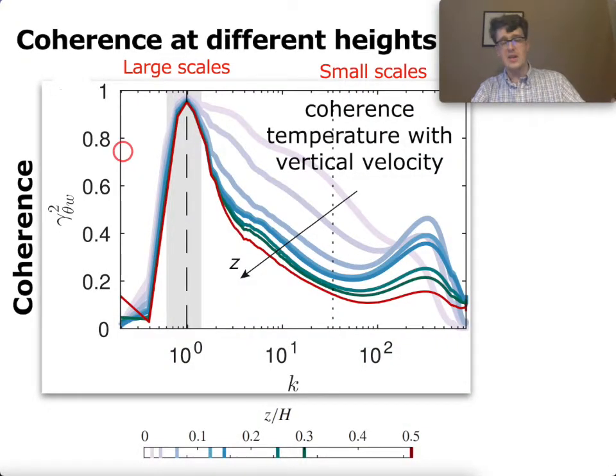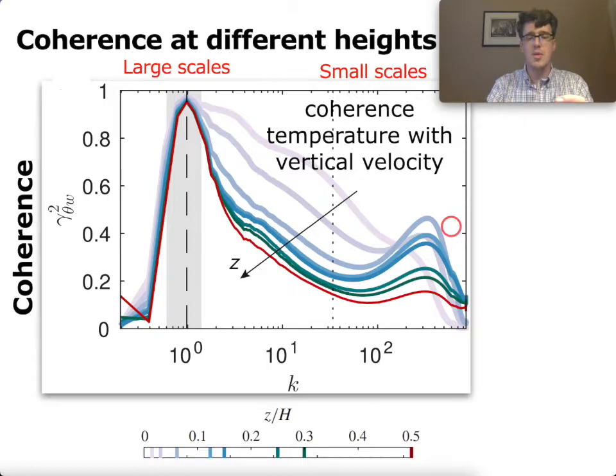If we're looking at the coherence, so how similar the temperature and the vertical velocity fields are for different wave numbers, where small wave numbers indicate large scale structures and high wave numbers indicate small scale structures, we find a very large coherence for the larger scale structures, but a much smaller coherence for the smaller scale structures. And this is obtained for different heights. One exception is that there is a reasonably high coherence in the small scale structures when we're looking very close to the plate.